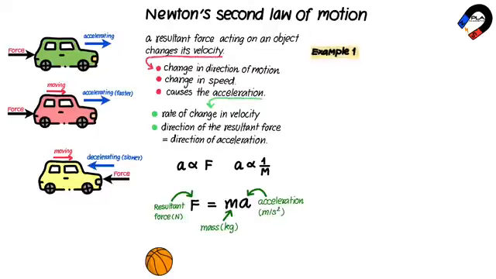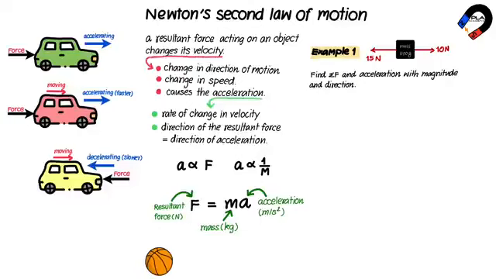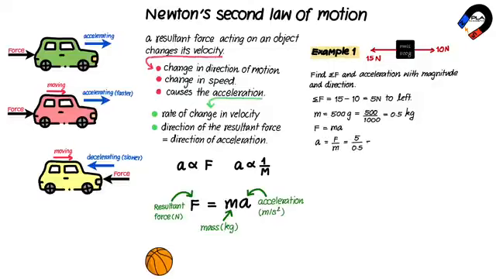Example 1. Find the resultant force and acceleration of the object, with magnitude and direction, as shown in the diagram. The resultant force is 15 minus 10, which is equal to 5 newtons to the left. The mass of the object is 500 grams, divided by 1000, equals 0.5 kilograms. From F equals m a, then a equals F divided by m equals 5 divided by 0.5, which is equal to 10 meters per second squared to the left.